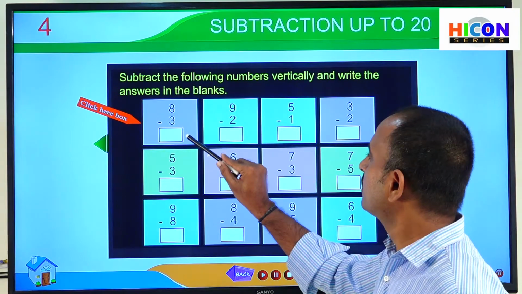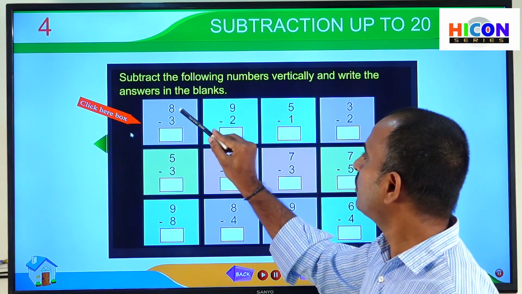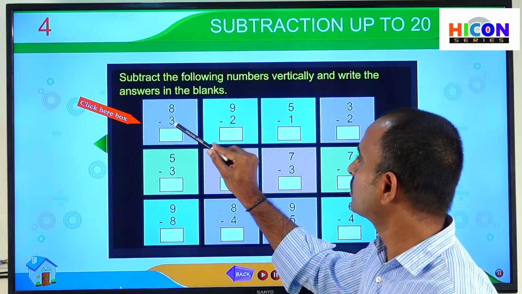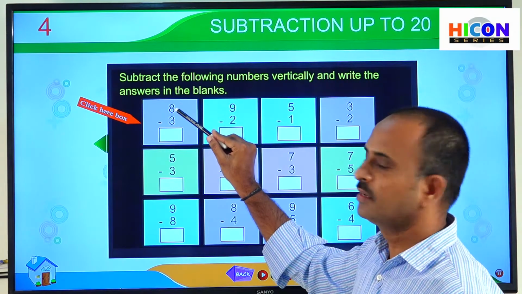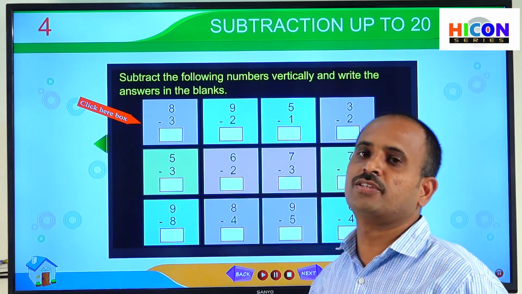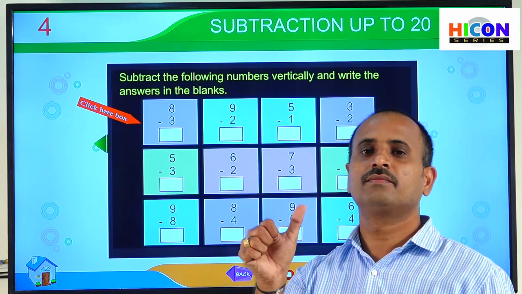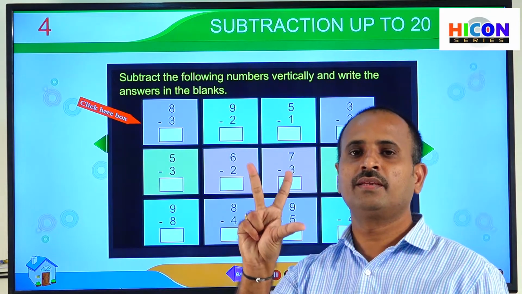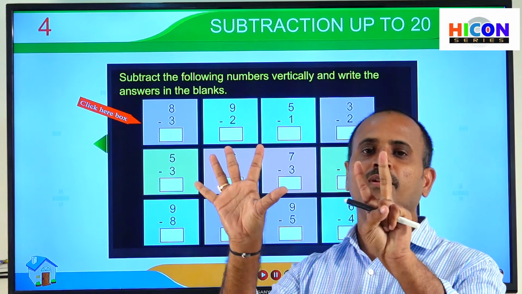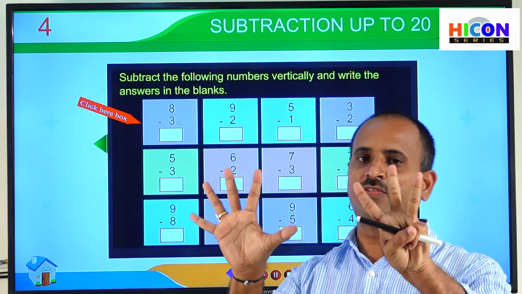So here let us see the first subtraction. The first number is 8 and the second number is 3. We have to subtract 3 from 8. So what is the first number? 8. So open 8 fingers of your hand. 1, 2, 3, 4, 5, 6, 7, 8. Children, these are the 8 fingers.